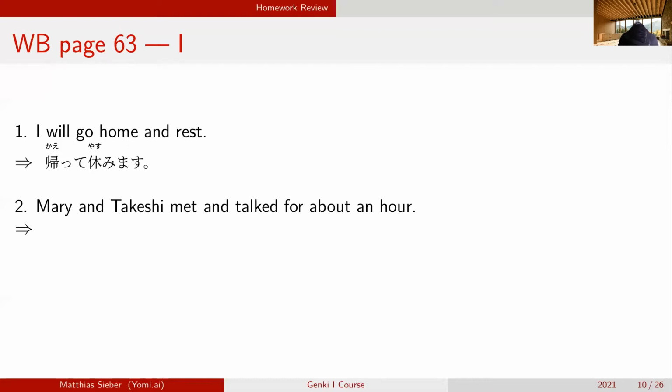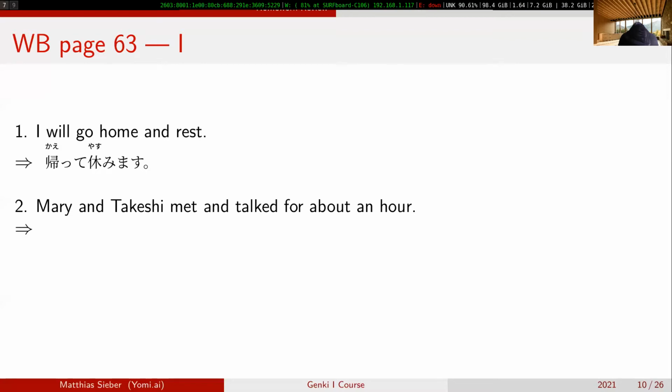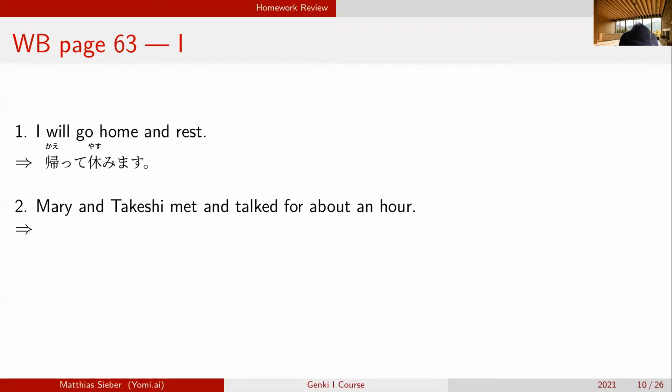Wait, what? Mary-san to Takeshi-san wa ashtamashita. Wait, what? I don't understand what I wrote down. Me neither. But let's see. Mary and Takeshi, so you said Mary-san to Takeshi-san wa, so far so good. They met.